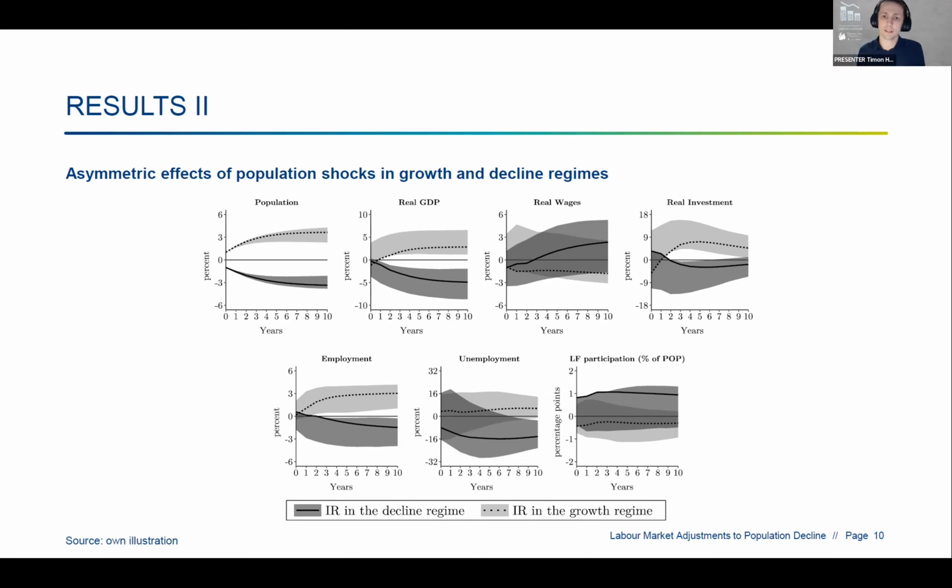And the third adjustment process, I would argue, we can observe here is in real wages, although it's less distinct. We see that at least in the point estimate, the direction is much more distinct in the decline regime. But as you can see here, we have a lot of uncertainty in the real wages, and we have to really work on that further.